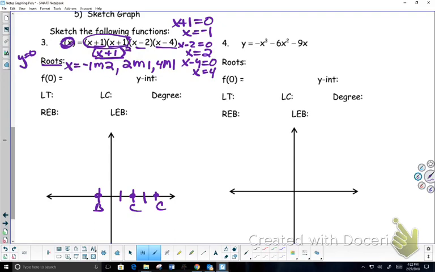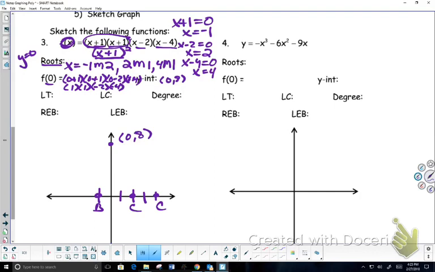So now, if I wanted to find my y-intercept, that's the same thing as if I plug in 0 for x. So that would be 0 plus 1, 0 plus 1, 0 minus 2, and 0 minus 4. This would end up being 1, 1, 0 minus 2 is negative 2, and 0 plus 4 is 4. 1 times negative 2 times negative 4 is going to be 8. So my y-intercept is 0, 8. So you could do tick marks, or you could just label your y-intercept like I just did.